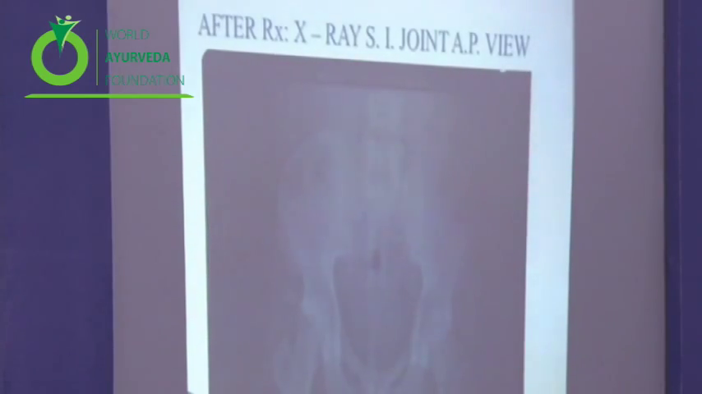See, this is a normal spine. Actually the second X-ray is not clear, but you can see in direct view that it is a normal spine. And the SI joint is normal in that.